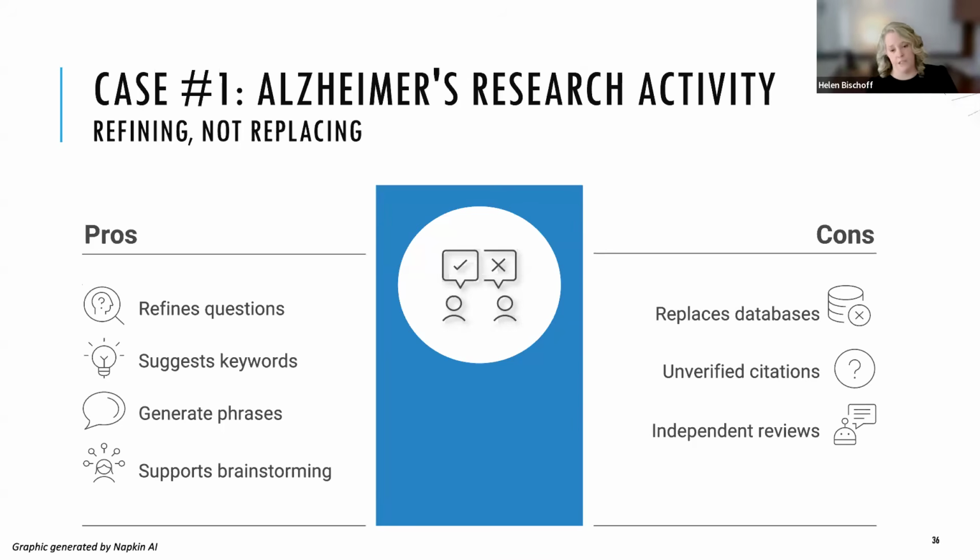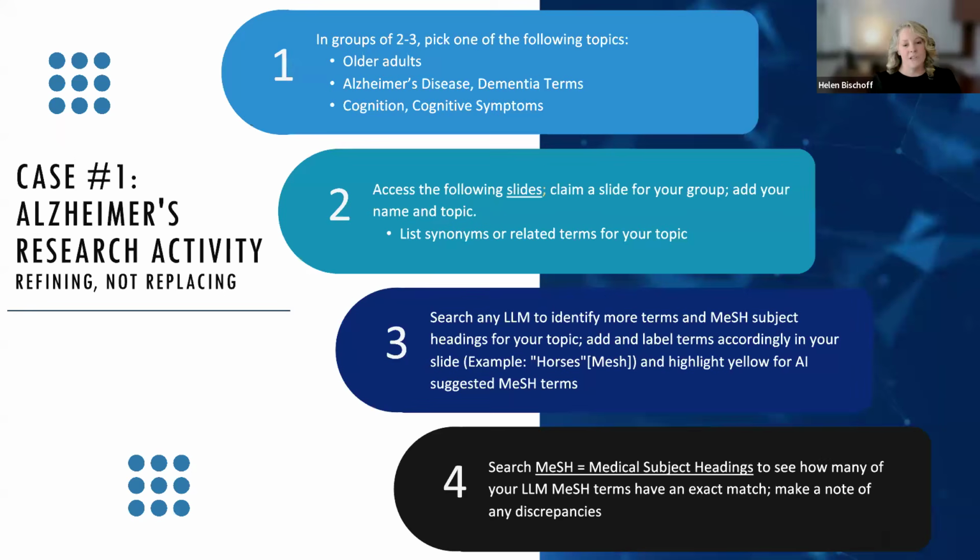So instead, what did we do? We used AI to refine researchable questions, because we found that that was something they were struggling with: developing a good researchable question within the context of Alzheimer's research. We demonstrated search hedge development. We compared outputs to MeSH vocabulary, and we explained what LLMs can and cannot access. Which leads us to this activity.